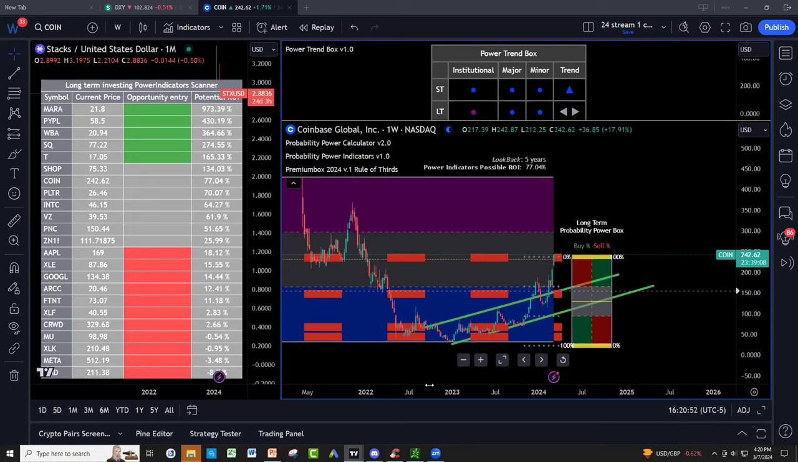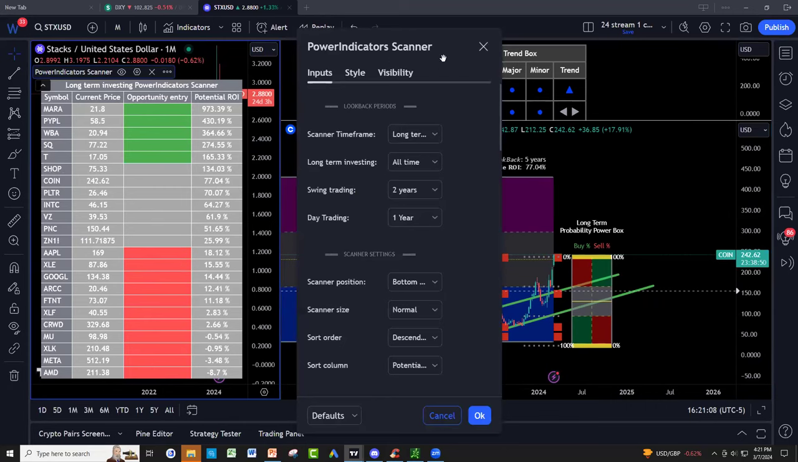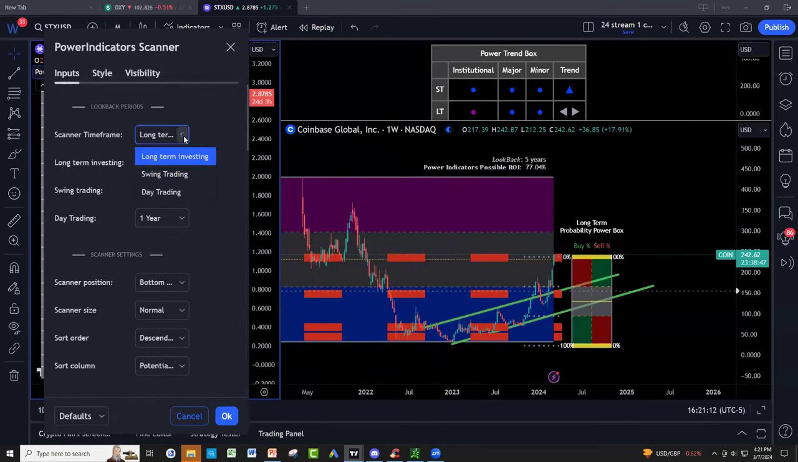So let's recap a couple of things. Number one, we are looking at the screener. On the left, whether it's a stock or crypto, you have the probability power screener. You double click, it's a 3-in-1 screener. You bring it here, you have three options: long-term look-back period, swing trading look-back period, day trading look-back period. You can choose your look-back period. Do you want all time on the long-term? Like on stocks like AT&T that have 30 years of data, you want that. If it's swing trading, maybe 2 years, that's what I do. Those are my settings, by the way, that you can copy for long-term investing. So long-term investing all time, swing trading 2 years, day trading 1 year.